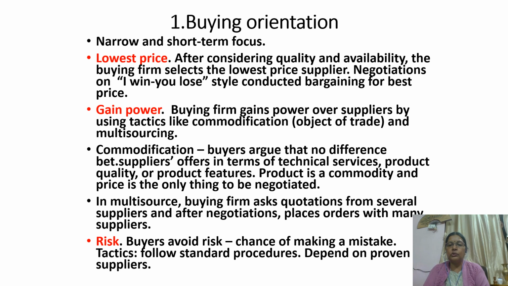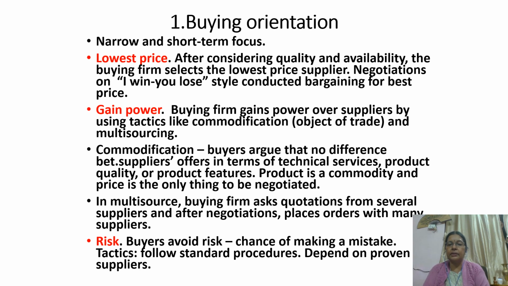Also, the industrial customer wants to gain control or power over the suppliers, so he uses tactics like commodification and multi-sourcing. Commodification means he treats the product like a commodity. He argues with all the suppliers that their products are similar, their services are similar, their product features are similar. The only difference between the suppliers is their price. So he negotiates with them on the price.